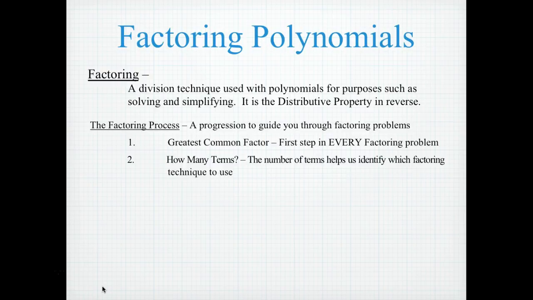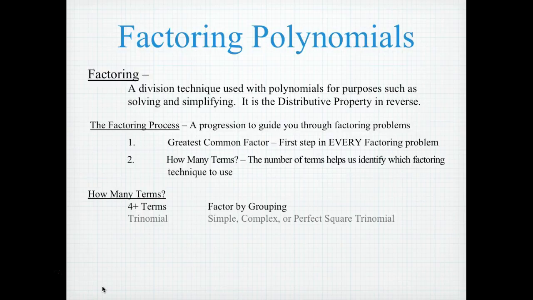Next, we want to look and identify how many terms there are. The number of terms in the polynomial helps us to identify which factoring technique we're going to use. If we have 4 terms, we always factor by grouping. Now, if there's 3 terms, we have some choices to make. We have to analyze the trinomial and identify if it's a simple trinomial, a complex trinomial, or a perfect square trinomial. And if we have a binomial, it's either going to be a difference of squares or a sum or difference of cubes.